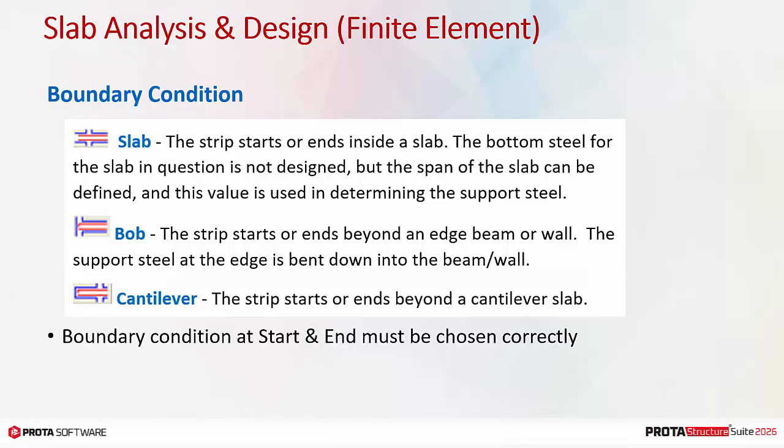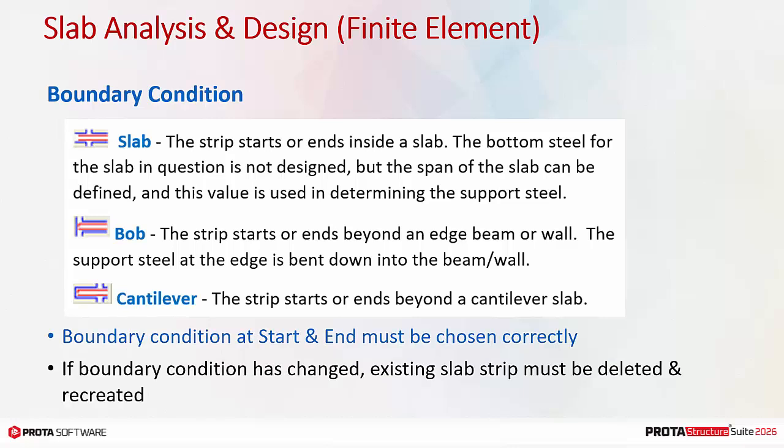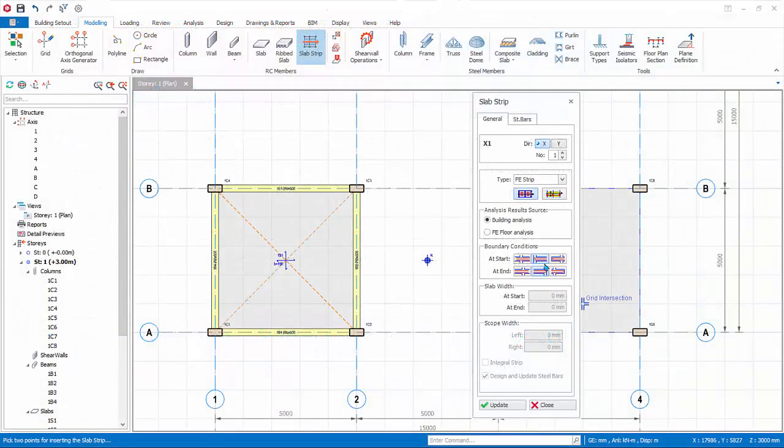Boundary condition at start and end must be chosen correctly, otherwise, slab design will be erroneous. If boundary condition has changed, example, due to change in slab layout, existing slab strip must be deleted and recreated. Choose bending of bar for both the start and the end, since the tabletop model starts and ends with beam. Place the mouse cursor at the left-hand side of the first beam.